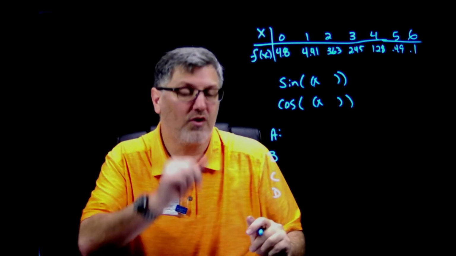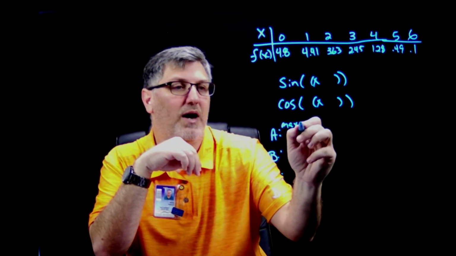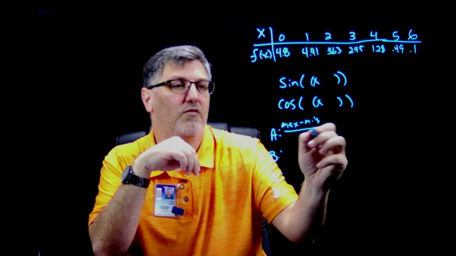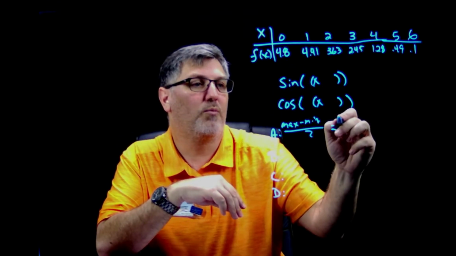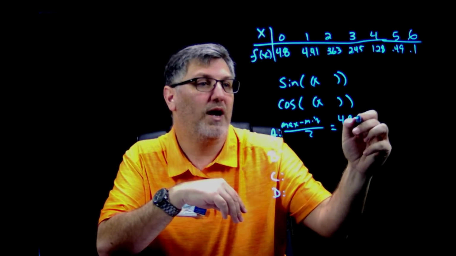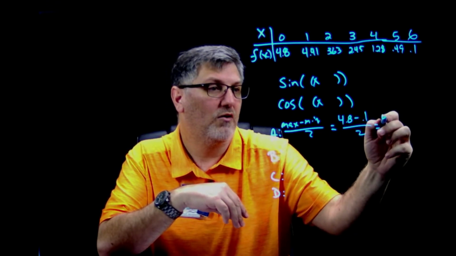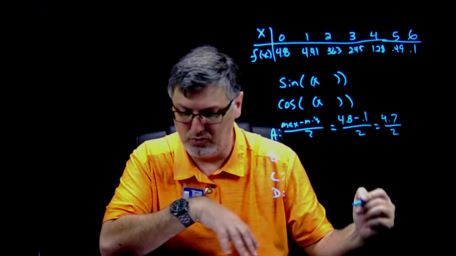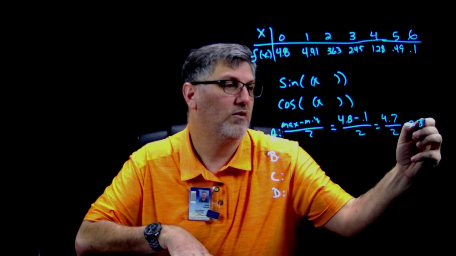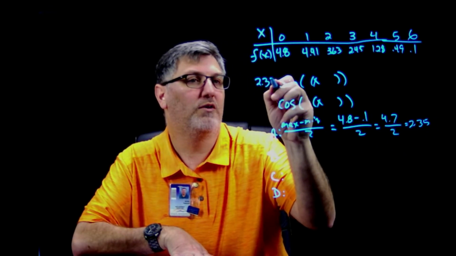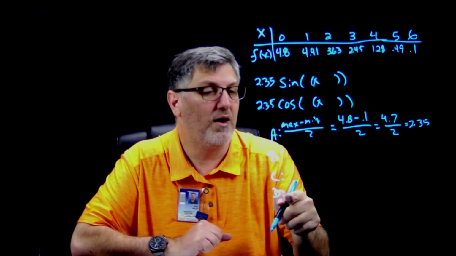All right, so let's just think through this. My A is my max minus my min divided by 2, and that is my Y values. So I'm going to take my max, which is 4.8, minus my 0.1, and I'm going to divide it by 2. This gives me 4.7 divided by 2, which gives me 2.35. So that's my A. 2.35. Done.